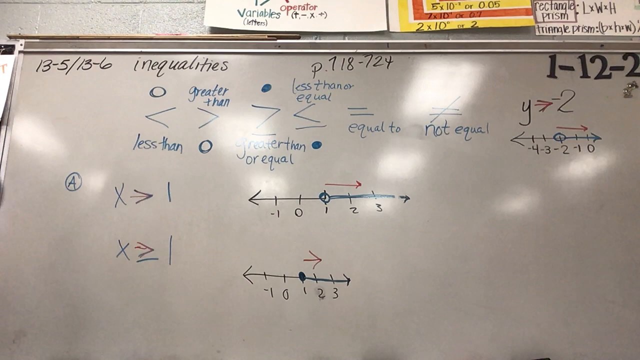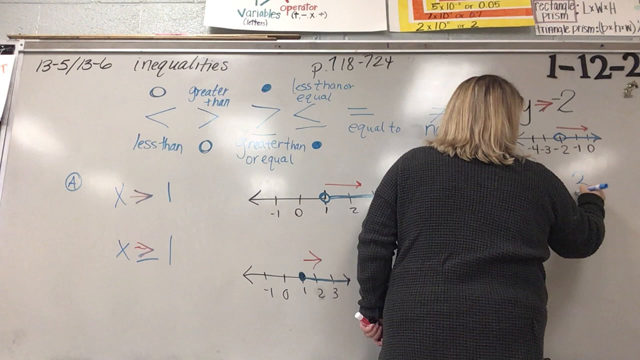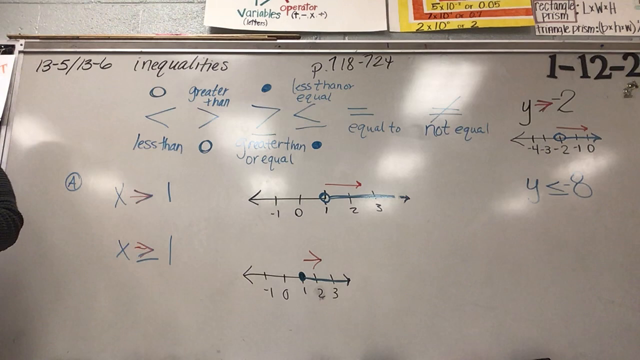Can you give us one? Wait, so what if there isn't a variable and it's a number instead of the Y? There is going to be a variable, and there will be a number.